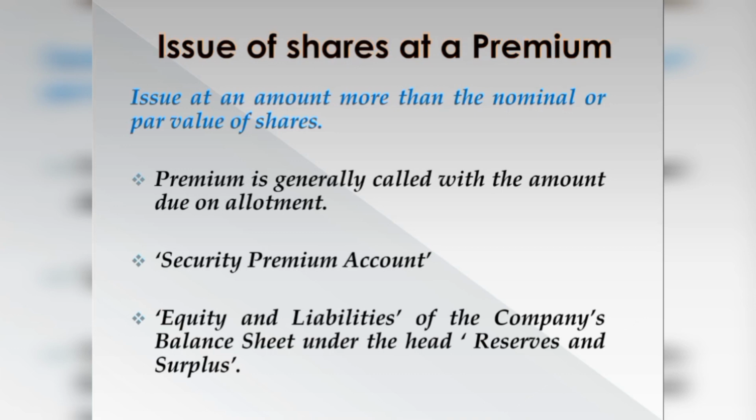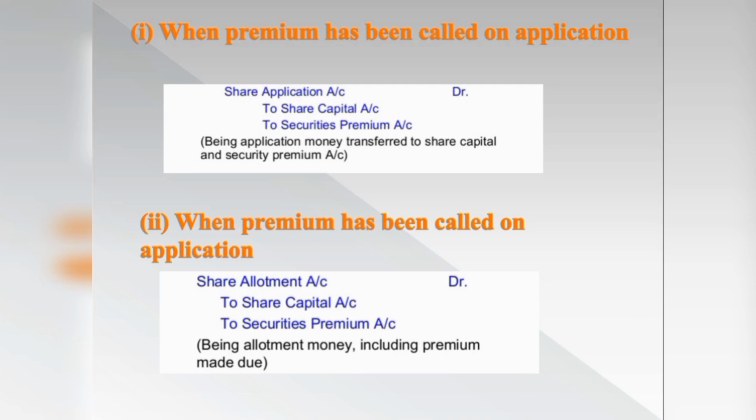It is shown on the equity and liabilities side of the company's balance sheet under the head Reserves and Surplus. The journal entry when premium has been called up on application will be: Share application account debit, to Share capital account, to Securities premium account. The narration will be: being application money transferred to share capital and securities premium account. The next journal entry, when premium has been called up on allotment: Share allotment account debit, to Share capital account, to Securities premium account. Being allotment money including premium made due.